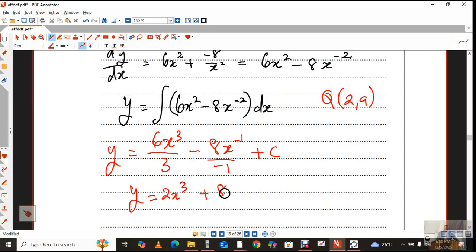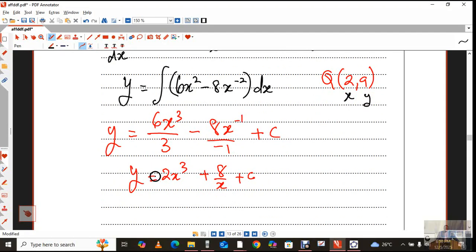Okay, that x is raised to the power of negative 1. I'm just going to put it down here, plus c. Now I'm going to substitute for x and for y, so I can find my constant of integration. y is 9, x is 2, plus c. If you play around, you're going to get a value of c, which is negative 11. I'm just going to pause there so that you can calculate it, okay?